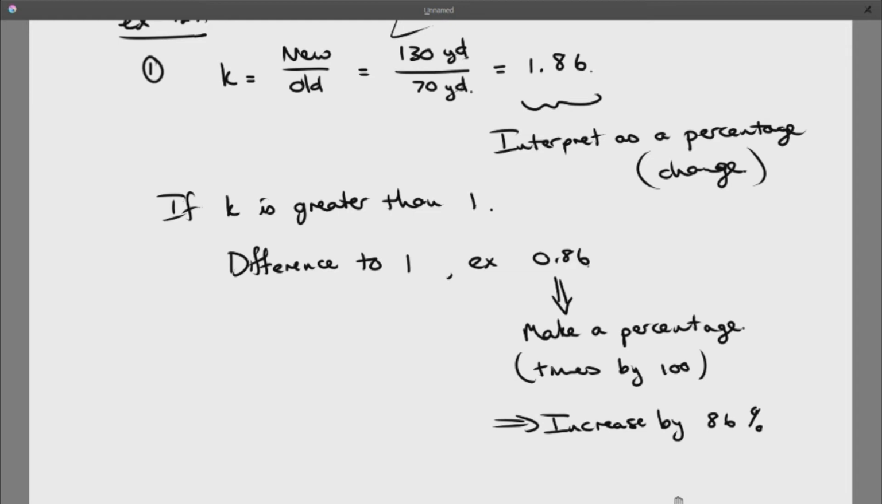Any questions on how to interpret a larger scale factor as an increase by a percentage? I just look at how much more than one. One is sort of my baseline original, and the extra turned into a percentage is the percentage increase. Any thoughts on that? No thoughts? Familiar? Maybe. And that always makes it a little easier. Do I have space for number two? I do not.